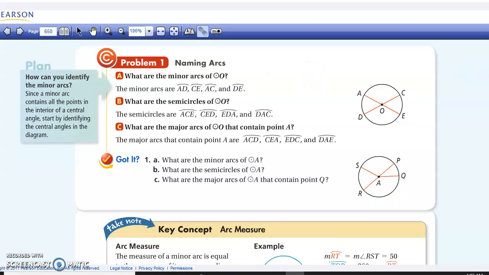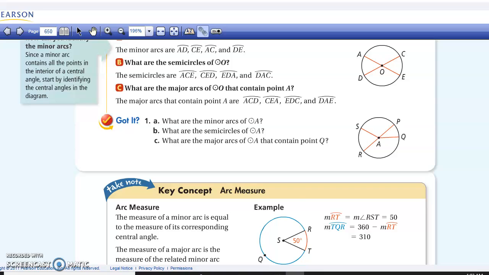Now here we have some things to practice. What are the minor arcs in circle A? This is the way we will say the circle. Now, the minor arcs, I mean, those that are less than 180. Here we have several. We have SP, we have PQ, definitely we have QR, and we have RS. Now, we may also call them SR, QP, etc.